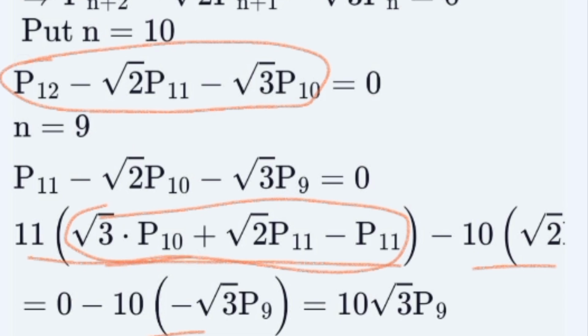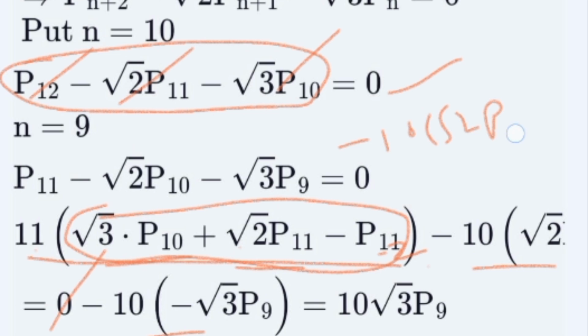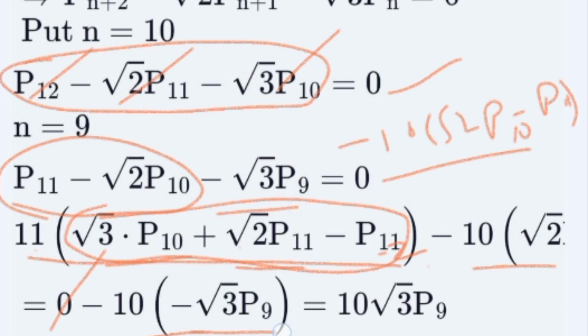So root 3 P10 is there, minus root 2 P11 is there, minus P11 P12. So this is P12 is there. This value is 0, so 11 into 0 is 0. Next, minus 10 is common. That means here minus 10 into root 2, so root 2 P10 now. So minus P11. That means this value is minus root 3 P9. So minus 10 into minus root 3 P9, minus into minus plus 10 root 3 P9 is the answer.